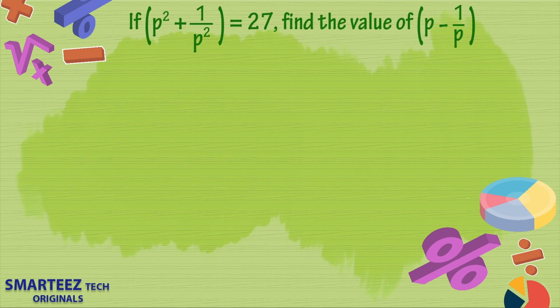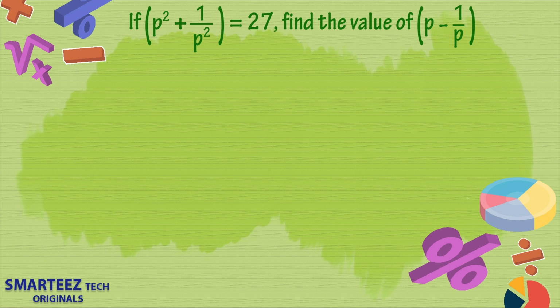Let's look at another example. If p squared plus 1 over p squared equals 27, find the value of p minus 1 over p. Solution. It may not be readily apparent how to go about this. When you see the given values, namely p squared and 1 over p squared, which are both perfect squares of p and 1 over p, you should know this has something to do with special products and their formulas.